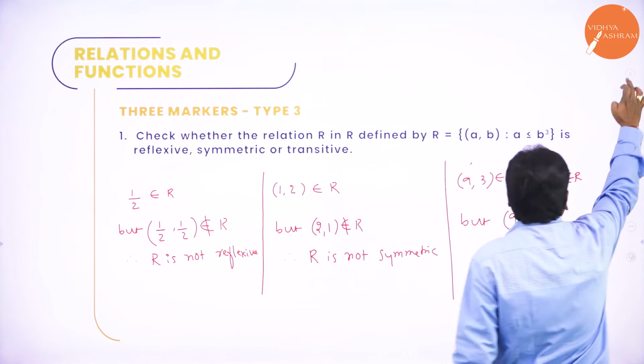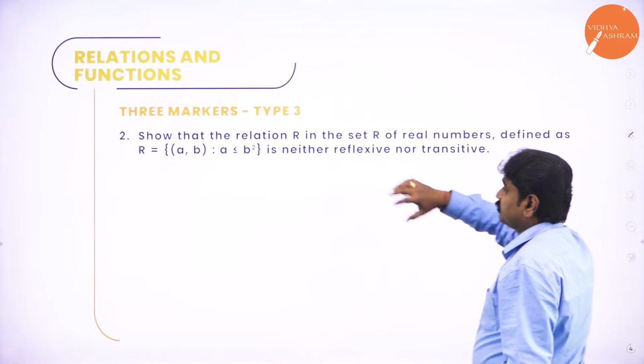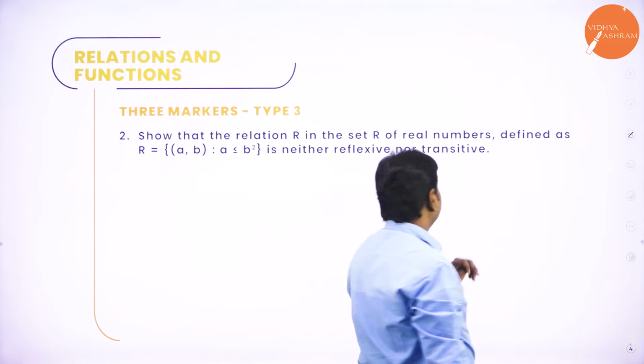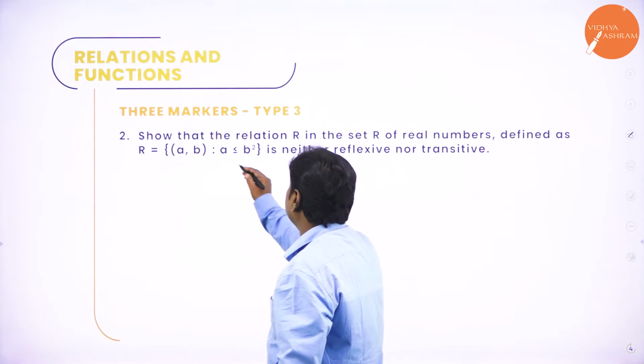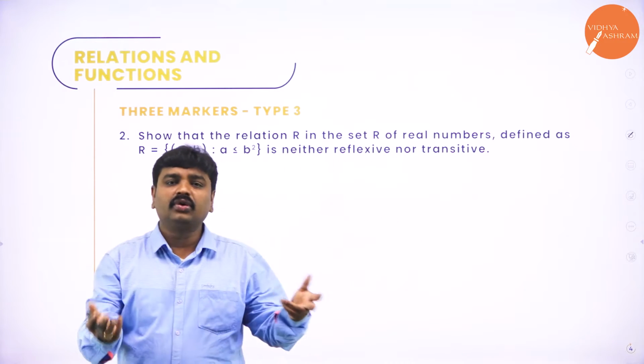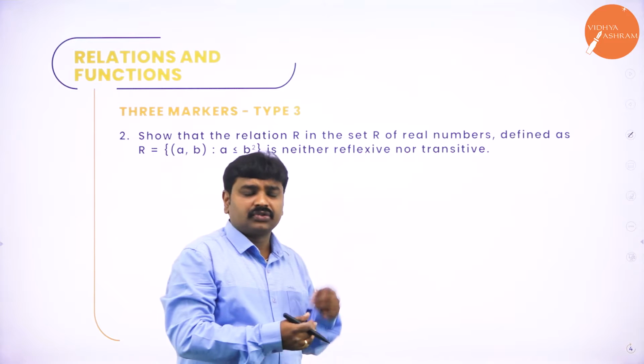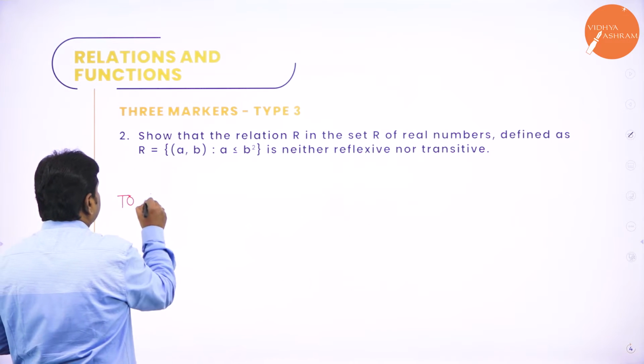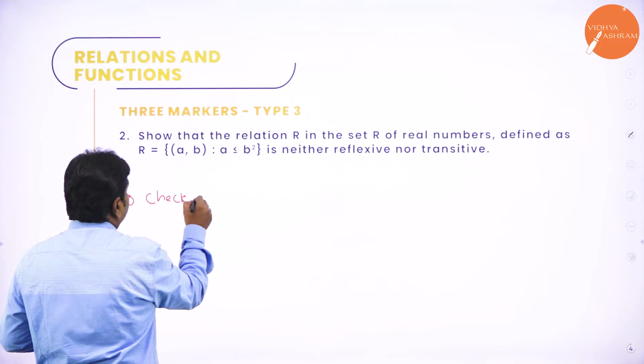Now we'll go to the other type of problem. Show that the relation R in the set of real numbers, defined as a less than or equal to b square. When you can do b cube, b square is simple. So again, how to prove? Take examples. First one, to check reflexive.